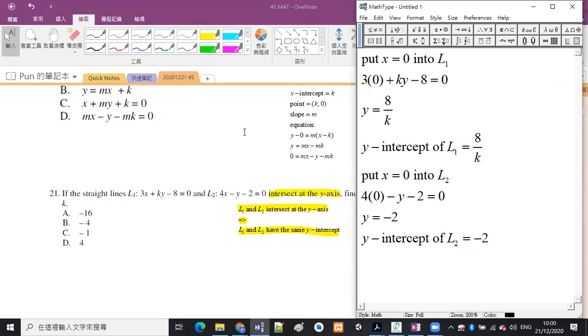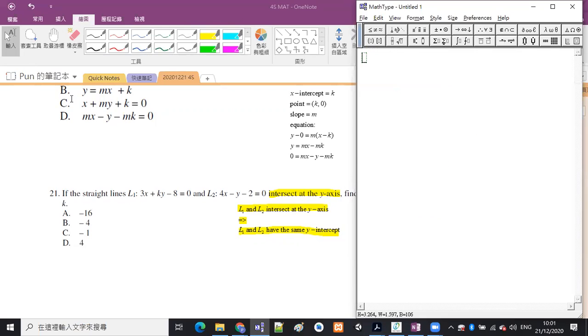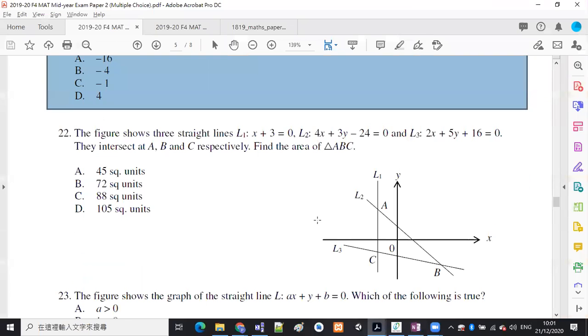But the question implies that L1 and L2 will have the same y-intercept. So we will put the y-intercept of L1 equal to the y-intercept of L2. So 8 is equal to negative 2k, which means that k will be equal to negative 4. And that is the answer, option B. Can you get this? So next.